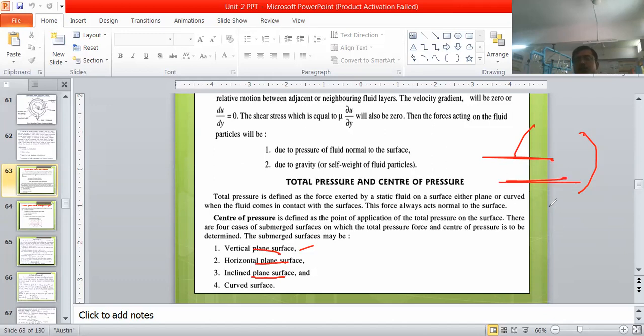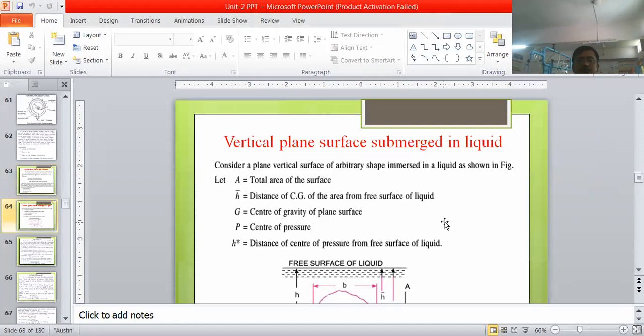Suppose this is the horizontal surface, this is the vertical surface, and this is the inclined surface. So these three surfaces, plus this curved surface, is the fourth case, for which we are going to determine the total pressure and the center of pressure acting on that particular plane. Now first we are going to see the first case, the vertical plane surface submerged in the liquid.